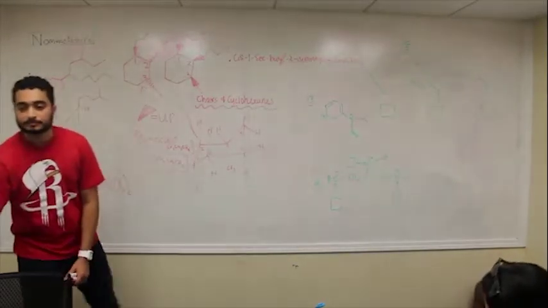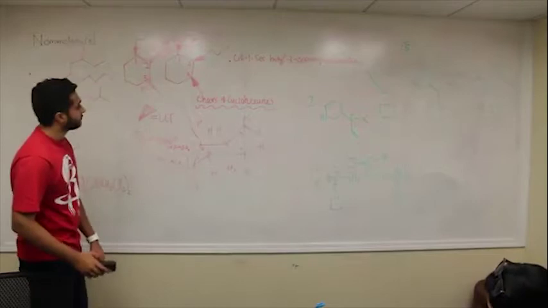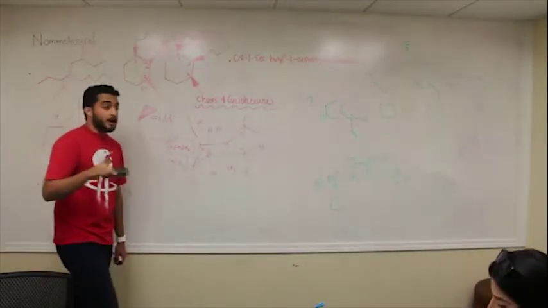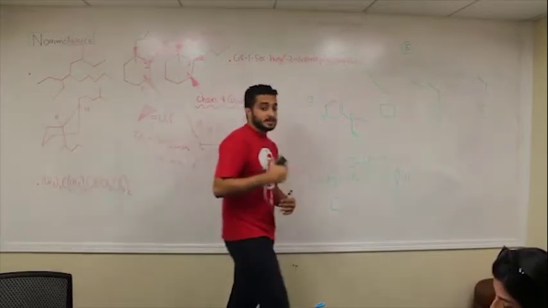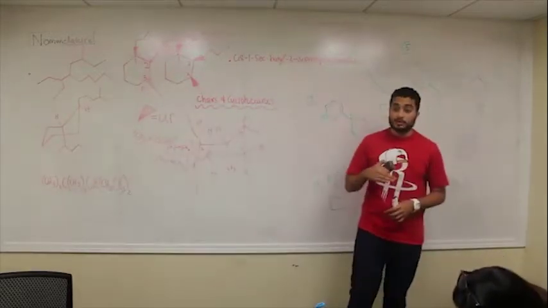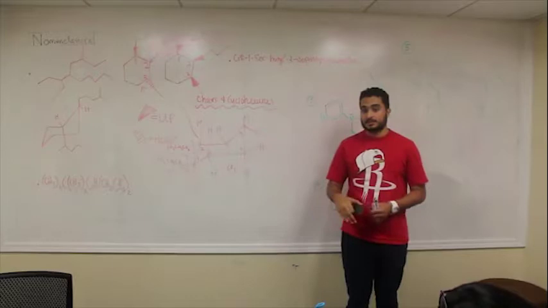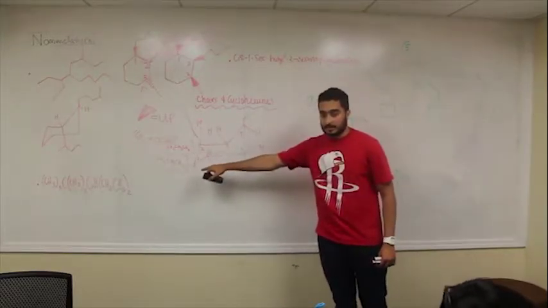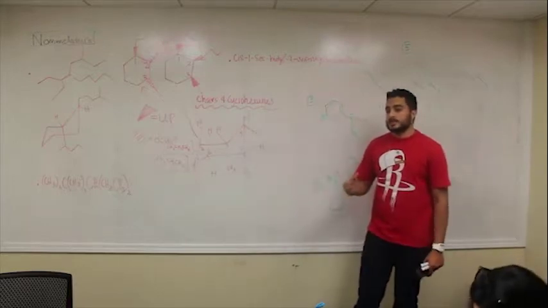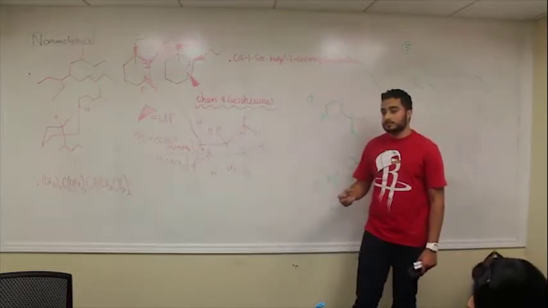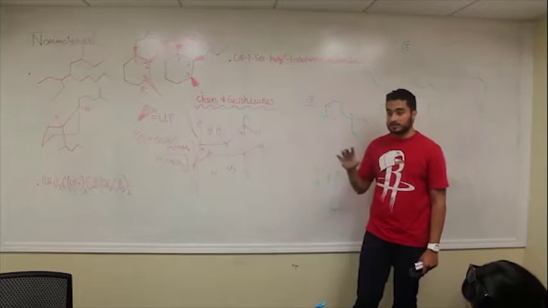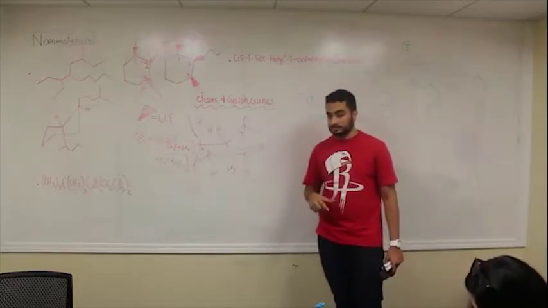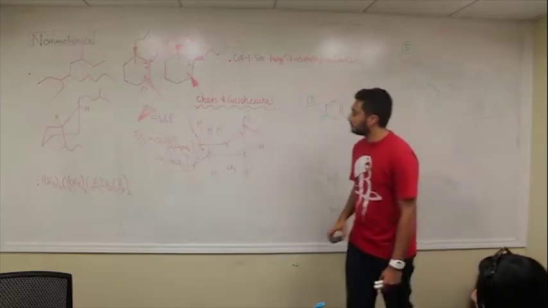If there were 2 equatorials and 2 axials, it wouldn't matter which? No, it does. If they're the same, then what you look at is what those groups are. Like let's say 2 of them were CH3s and 2 of them were CH2CH2CH3. You'd want the CH2CH2CH3 to be on equatorial as much as possible. Your ideal situation is for the biggest, heaviest groups to be on that equatorial position. Okay?